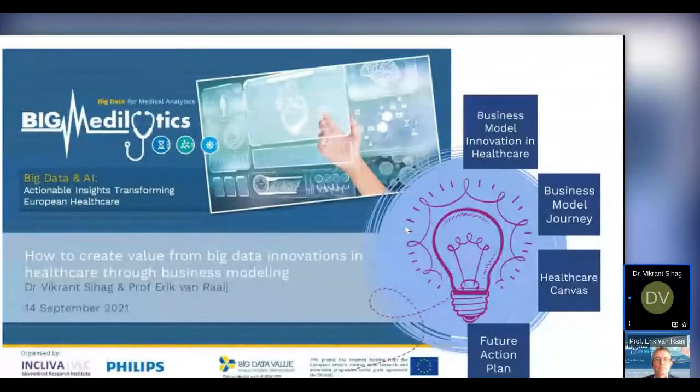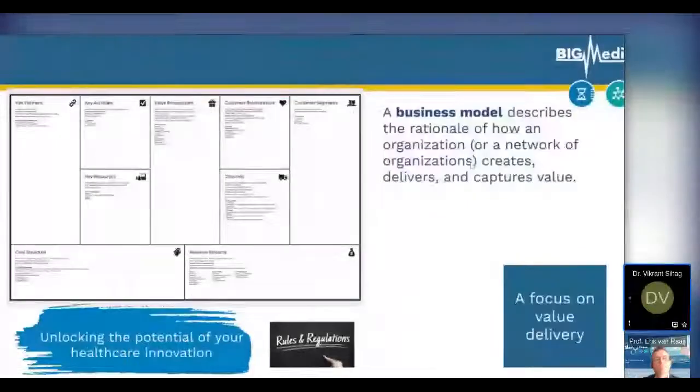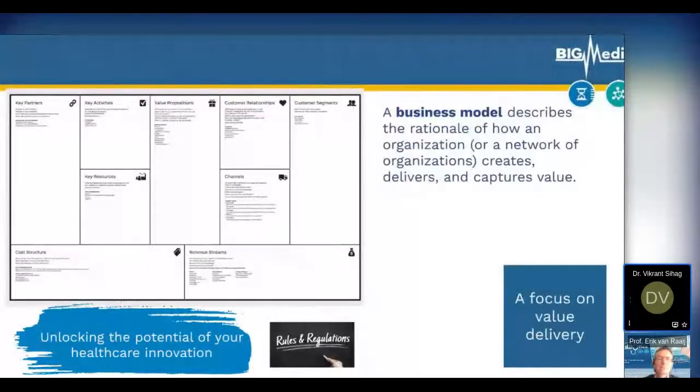Let's first start with the idea behind the business model innovation in healthcare. We have seen traditionally business model innovation has been used in a lot of places. So we also started with the same notion that is associated with business model innovation. To be very specific, at the beginning of this project, Eric and I looked at the traditional business model canvas that is being used in a lot of areas and domains to think about the business model related to various projects or organizations.